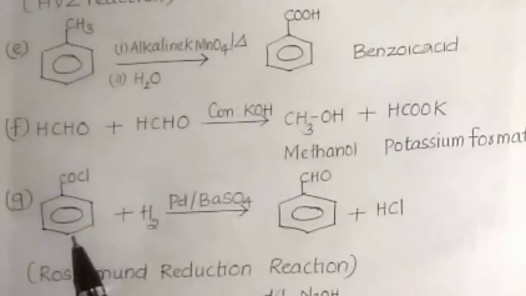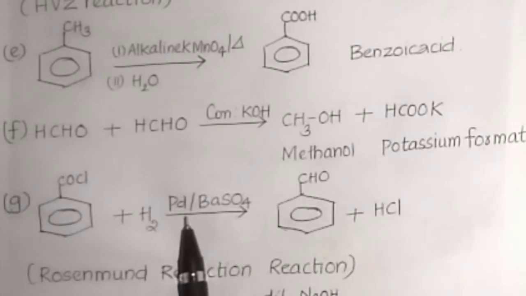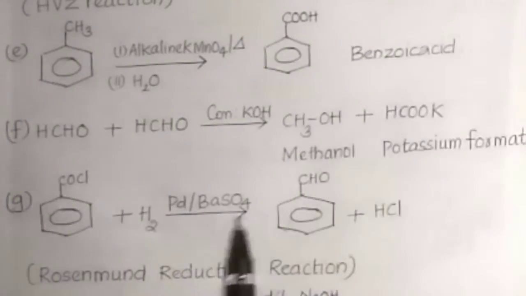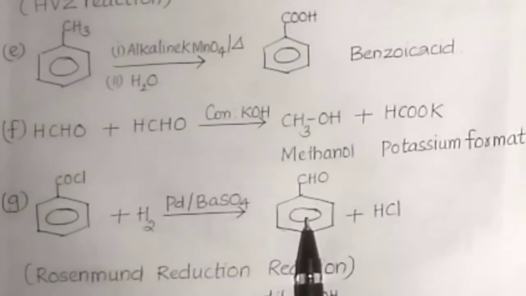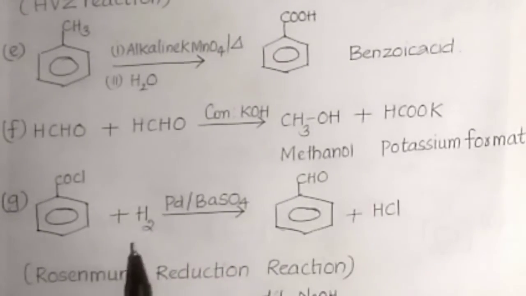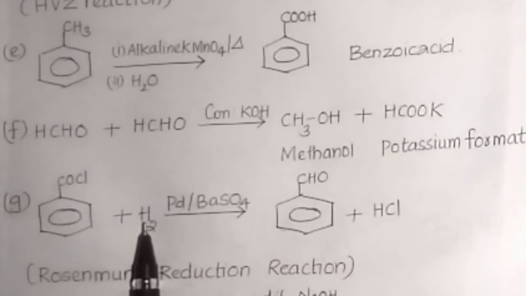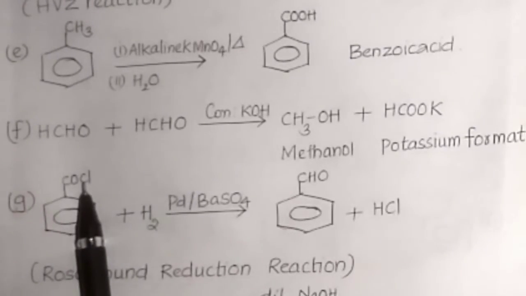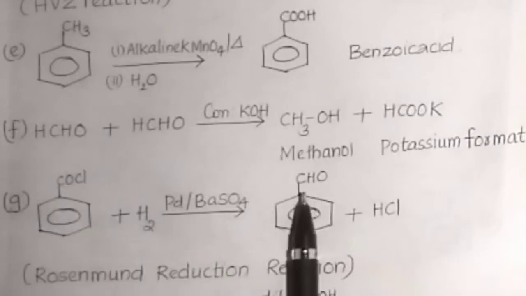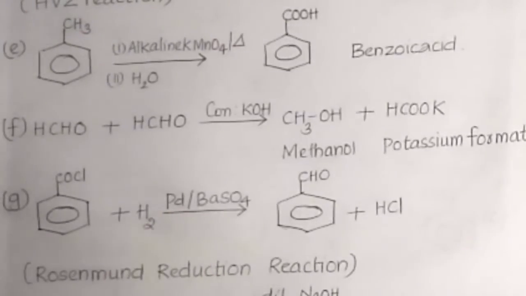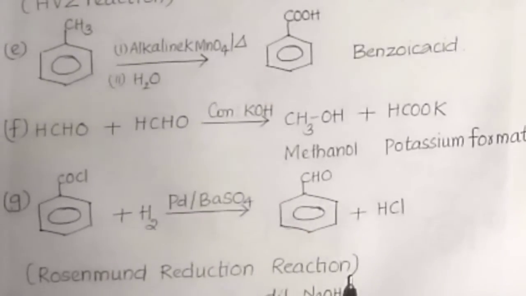So the answer is benzoyl chloride on reduction in presence of palladium barium sulfate, Rosenmund reduction reaction. Then we get benzaldehyde. One hydrogen reacts with the Cl to form HCl, then the remaining hydrogen atom is attached here, then we get CHO. CHO plus HCl, Rosenmund reduction reaction.